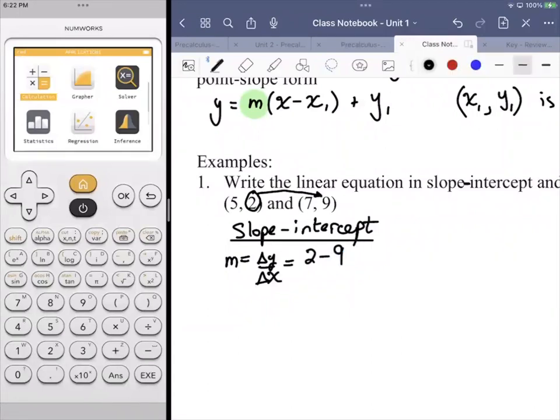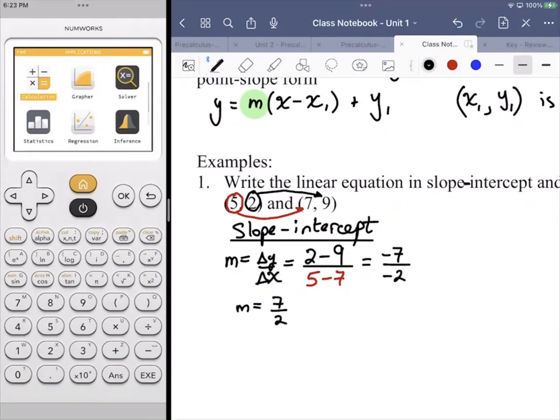So 2 minus 9. And then I'm going to do the same thing in the same direction with the x's. So 5 minus 7. Could have gone the other way. Could have done 9 minus 2. But if I did that, then on the bottom, it would have to be 7 minus 5. All right. So the direction of the subtraction needs to be consistent. All right. So on the top, I get -7. On the bottom, -2. So that means my slope is 7/2.